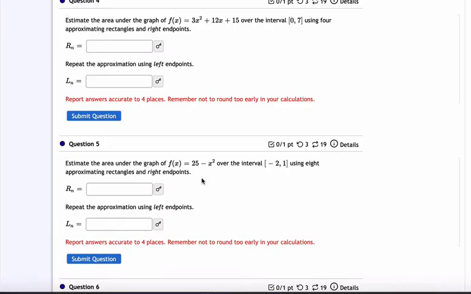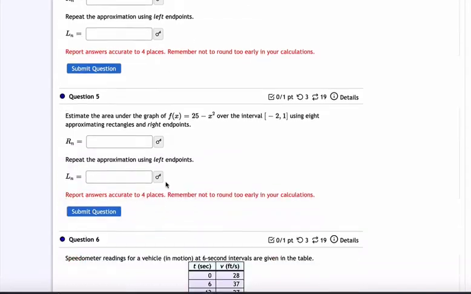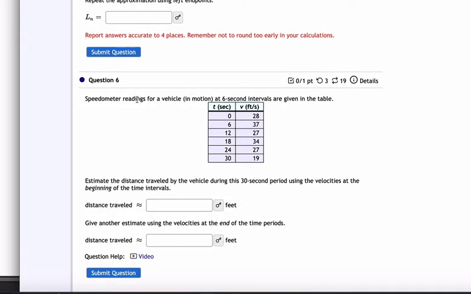At any rate, I'm going to get rid of this question with 8 approximating rectangles where you have to do R8 and L8. But I'll keep this one where you have to figure out both R4 and L4. So question 4 will be kind of a double question in a sense. And then question 6, the extra credit one. This is the first application of this stuff.